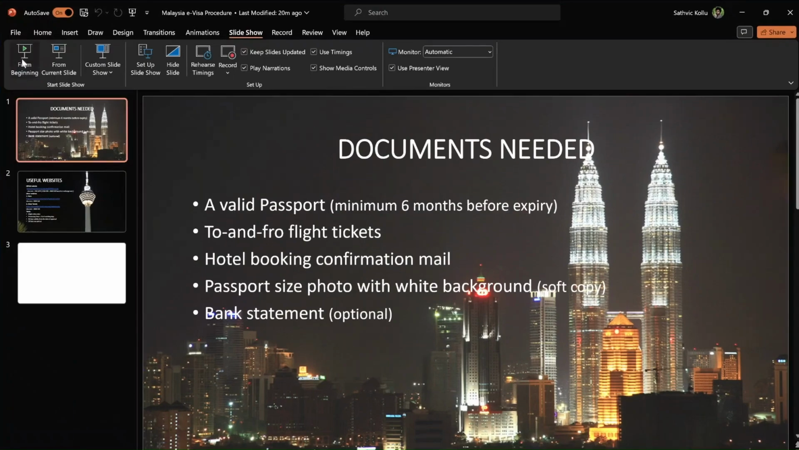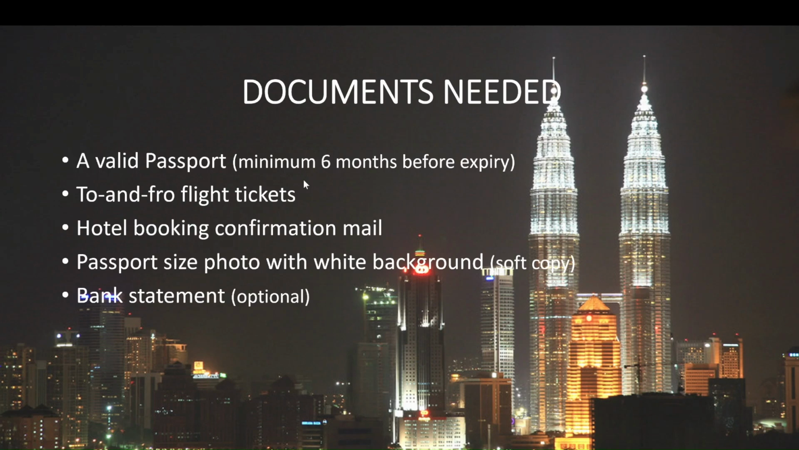First, I'll walk you through what documents are needed in order to apply for the Malaysian visa online. The first and foremost thing that we need is a valid passport, and the expiry should be more than 6 months away, which means if I am applying for the visa today, your passport should not expire in the coming 6 months. So that is the requirement.